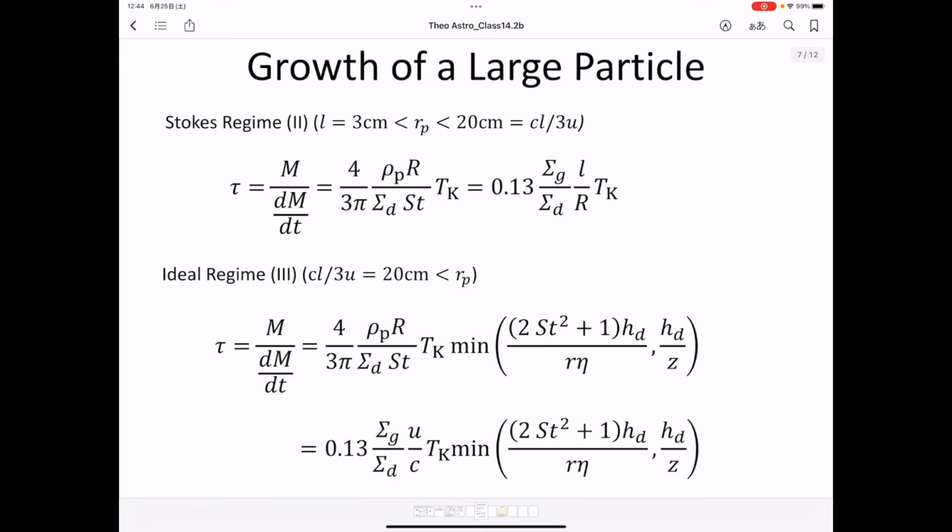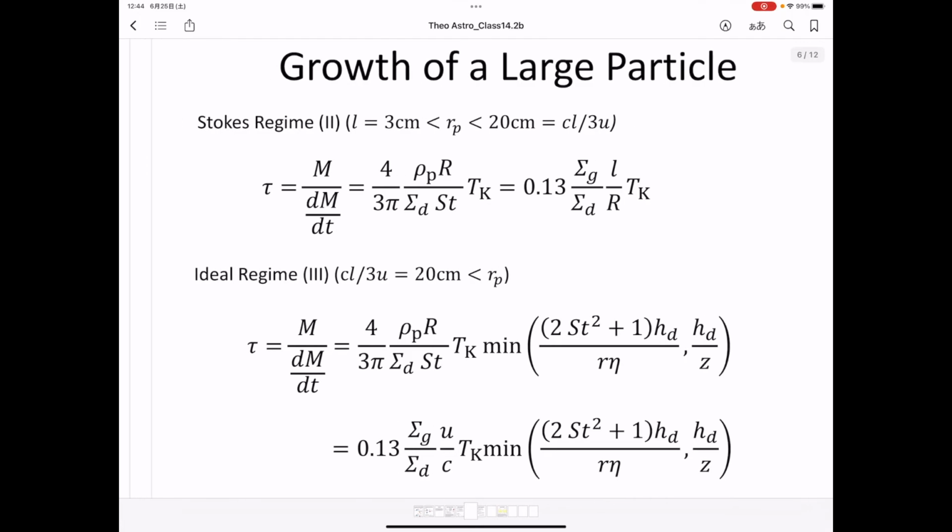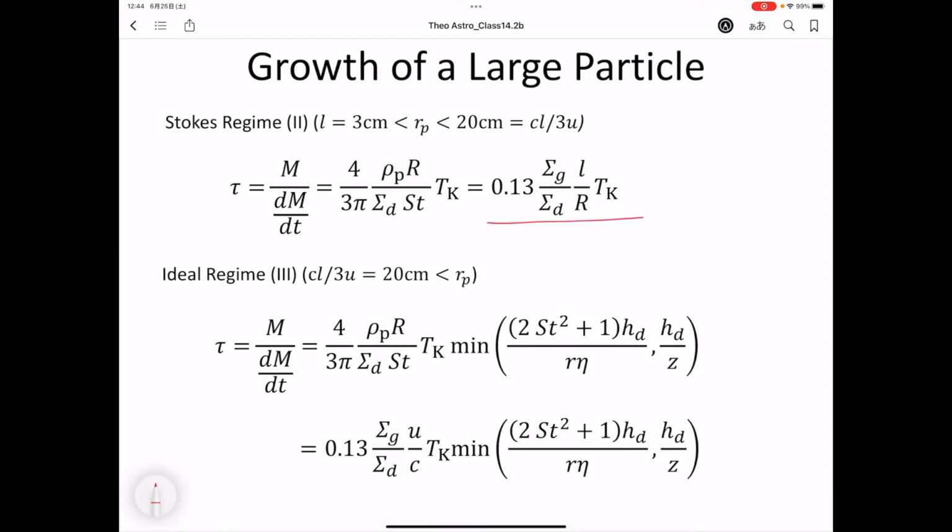Intermediate particles, the size of the particle is between 3 cm and 20 cm. Then growth equations can be approximated with these equations. For the large particles, the relative velocity u between the particle and the gas is approximated as 1 over 2 eta v sub k. And then we draw the next figures using these equations and compare the growth timescale of the particles with the migration timescale of particles in a disk.